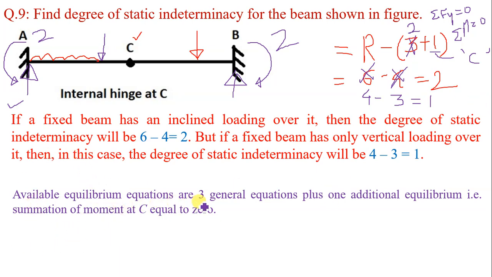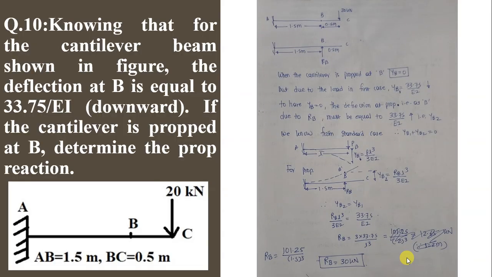So in this way you should write the answer for this question. Available equilibrium equations are 3 in general, plus one additional equilibrium equation. That equation is summation of moment at C equal to 0, so 3 plus 1 is 4, if inclined loading is considered. If only vertical load is there, then 2 plus 1. So in this way we can write the answer for this question. And now this is the last question.